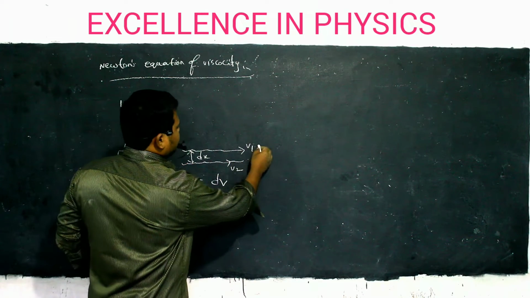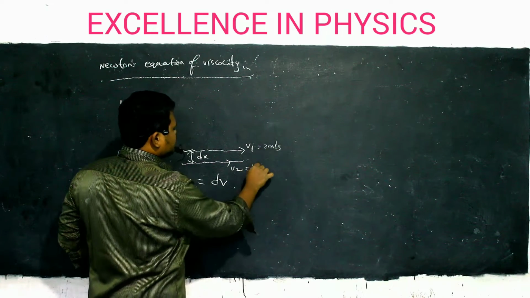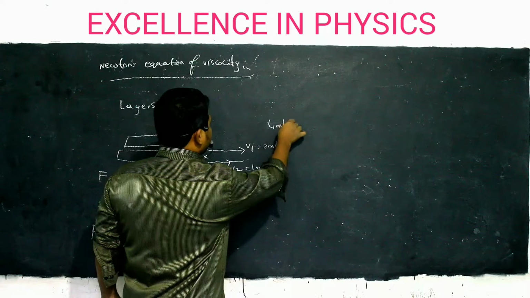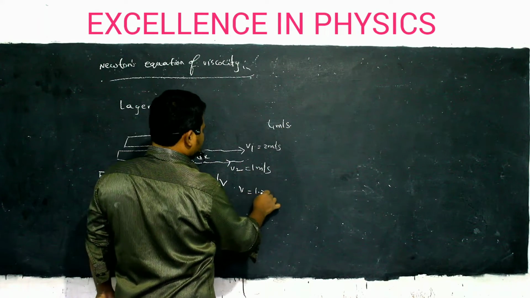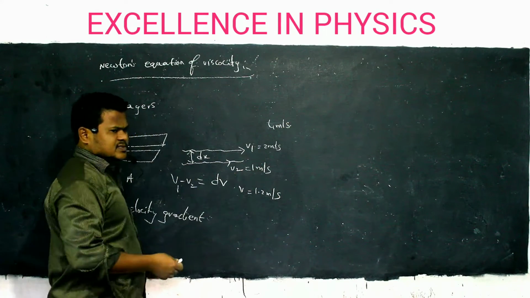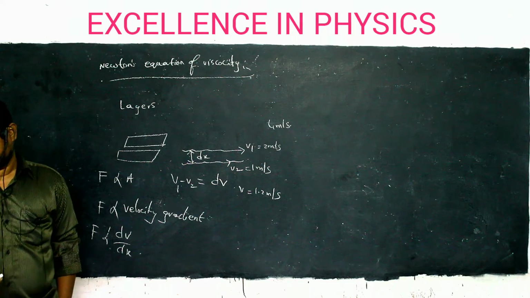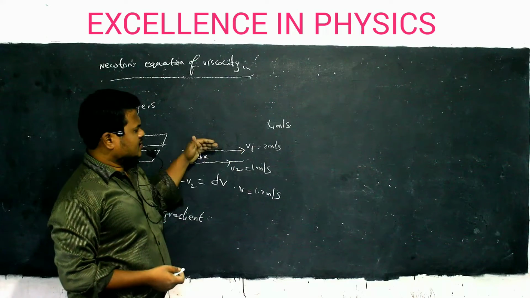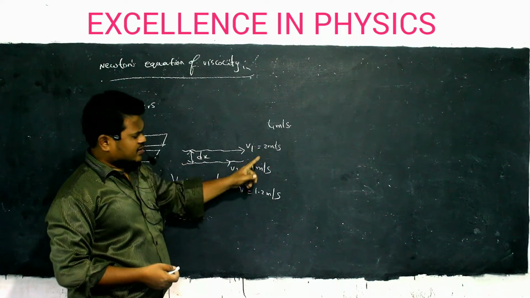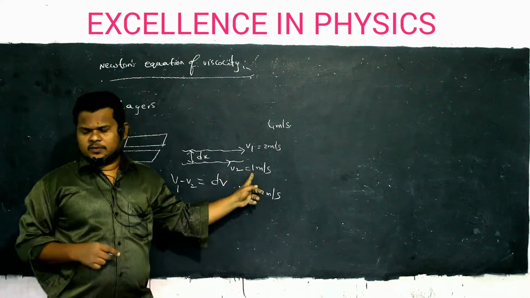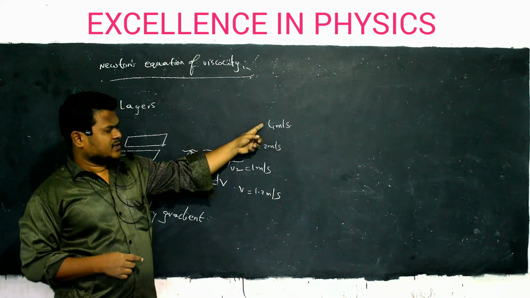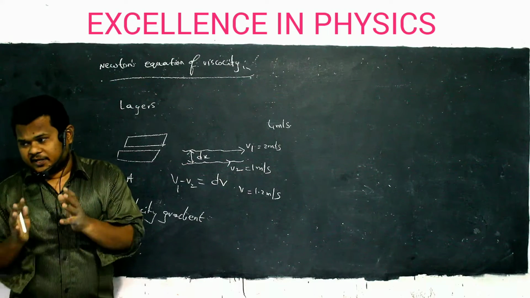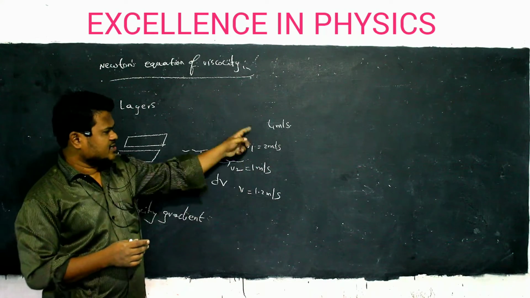For example, in the first condition, velocity is 2 meters per second and this velocity is 1 meter per second. In the second condition, velocity is 4 meters per second and the other is 1.2 meters per second. So in which condition will viscous forces be greater? In the first condition, the top layer has a velocity of 2 meters per second and the bottom layer has 1 meter per second. In the second condition, the top layer is 4 meters per second, the bottom layer 1.2 meters per second. Clear? Then in which condition are viscous forces greater? First condition or second condition?